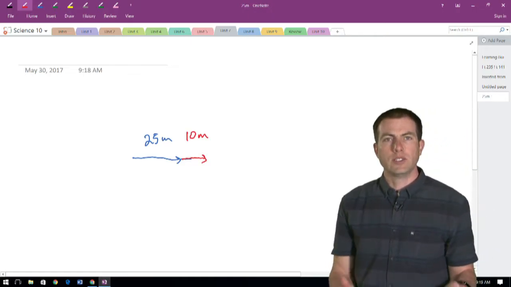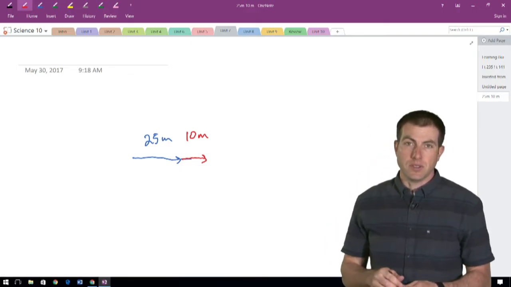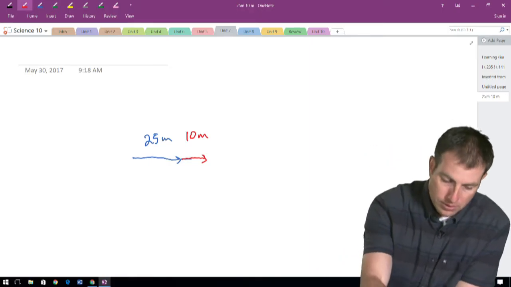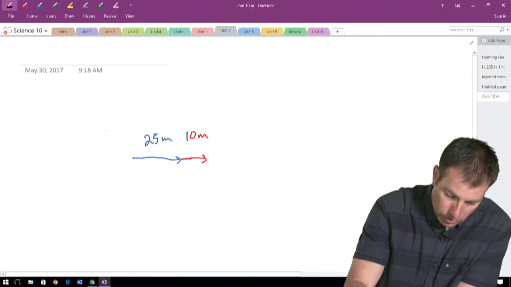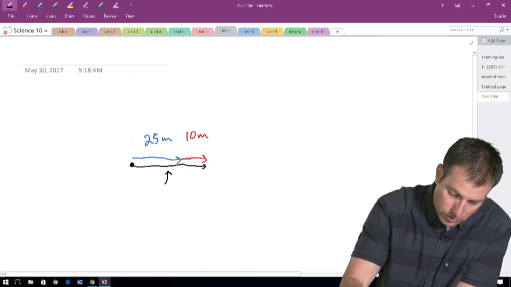So when I draw these vectors, I'm going to add them together. Now this is kind of a trivial example. They're pretty straightforward. But when I add these things, I want to go from the start. So here's my start, and then draw an arrow that goes to where I ended. And this black arrow is called the resultant.